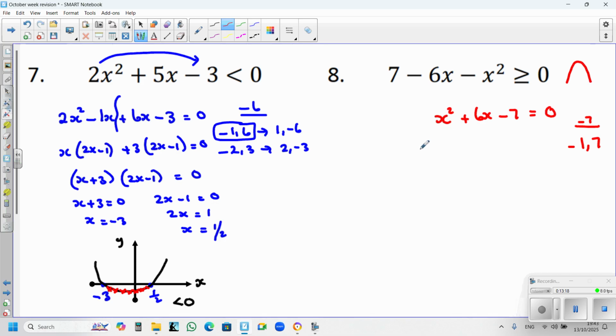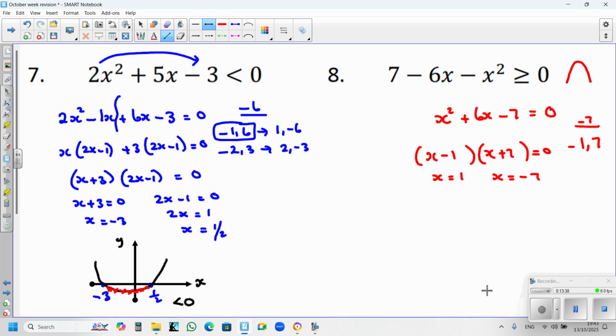Because it's 1x squared, I can just go on and say x and x, my two factors are -1 and +7, make it equal to 0. x minus 1 equals 0, giving me x equal to 1. x plus 7 equals 0, giving me x equal to -7.